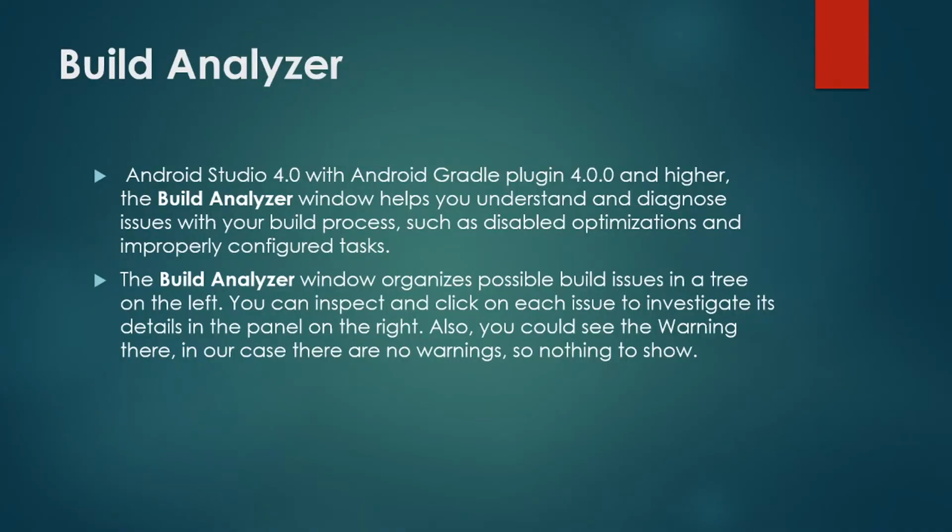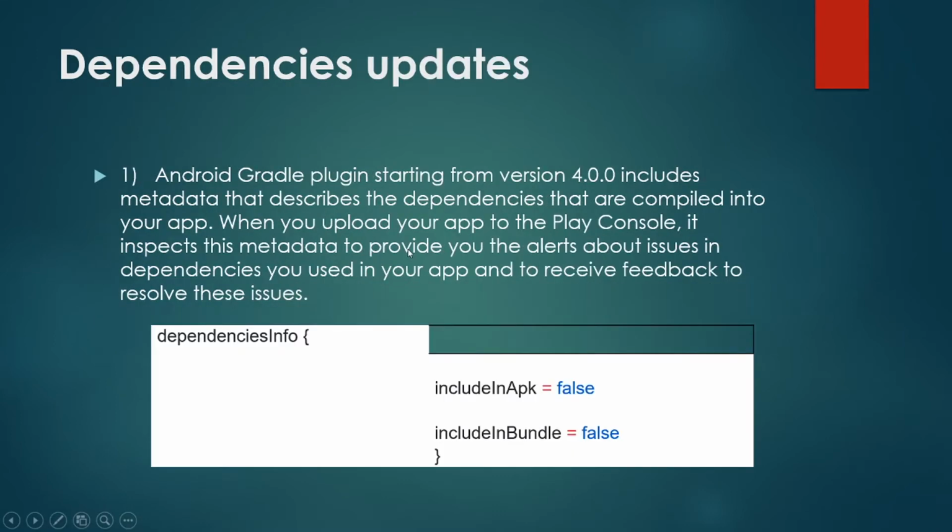The next thing is Build Analyzer. What is Build Analyzer? In Android Studio 4.0 with Android Gradle Plugin 4.0 and higher, the Build Analyzer window helps you understand and diagnose issues with your build process, such as disabled optimization and improperly configured tasks. As we saw in the previous Android version, many Gradle files make errors, like Firebase 17.0.2 or GMS modules, camera optimization, and many other Gradle files.